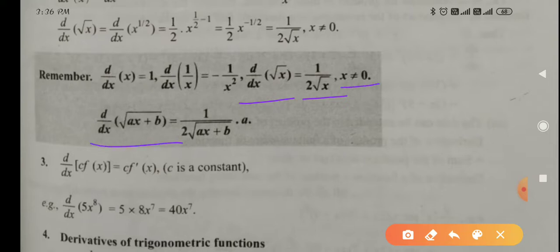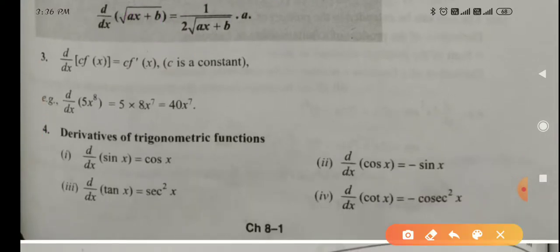d upon dx of under root (ax plus b) equals 1 upon 2 into under root (ax plus b), into a, again the coefficient of x in multiplication. You have to keep in mind, because you are considering ax plus b as x. So d upon dx of under root x: just before you have studied 1 upon 2 into under root x, you have written 1 upon 2 into under root x, but it was not x. So the coefficient of x will come in multiplication. I told you in class 11, one more time you see.